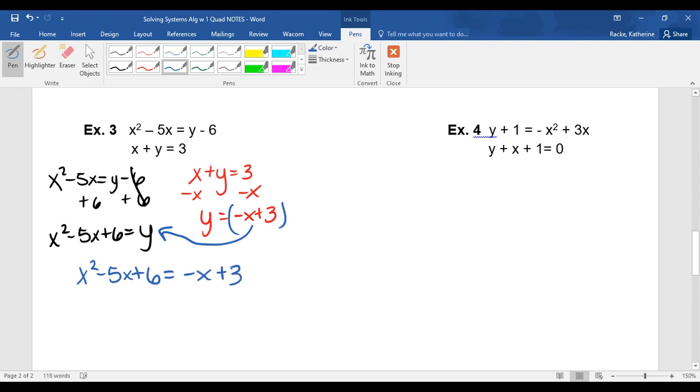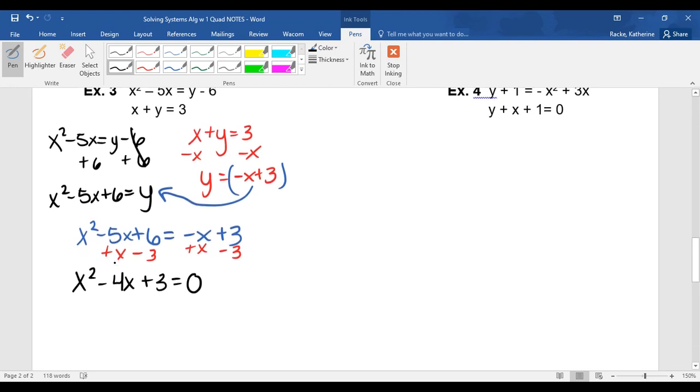Now I'm going to take my negative x plus 3 and move it to the left side. So I would get x squared, negative 5x plus x gives me a negative 4x, and 6 minus 3 gives me a positive 3 equals 0.